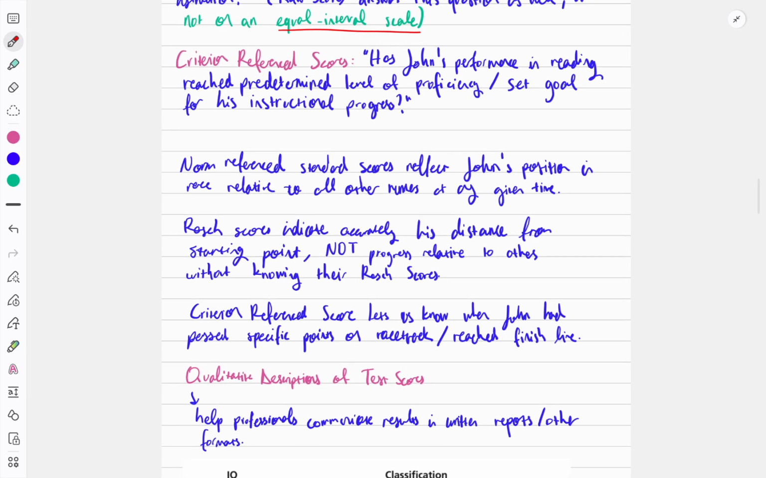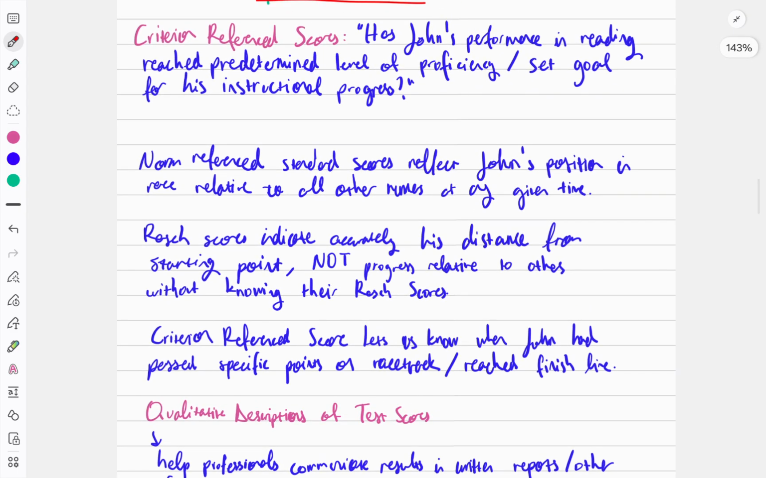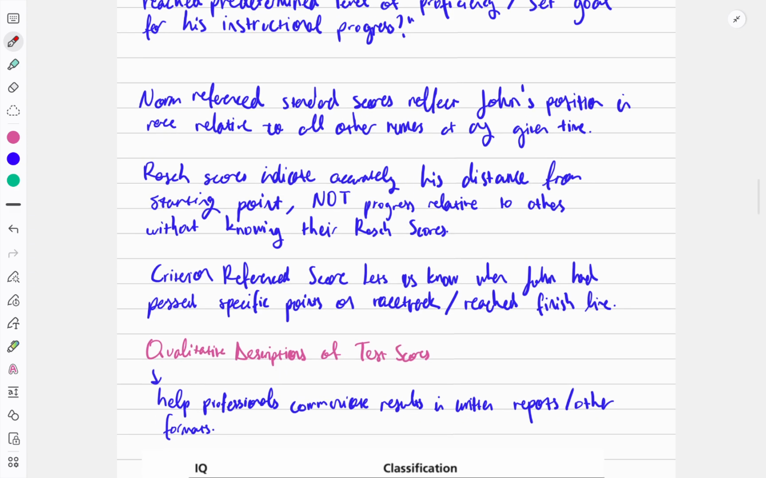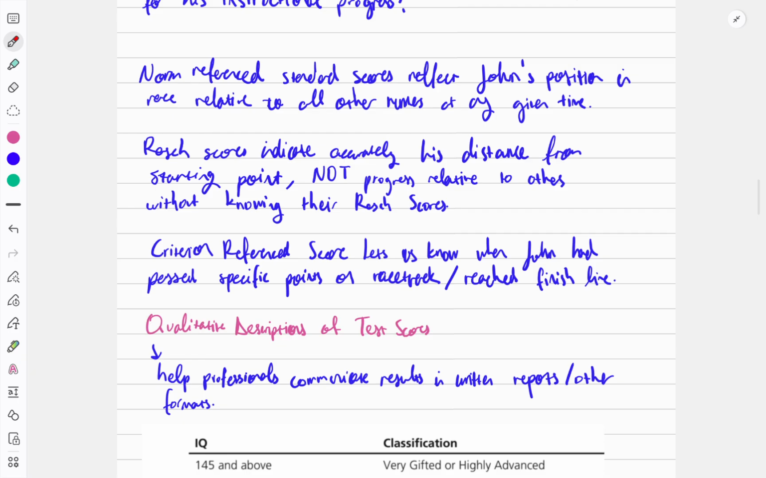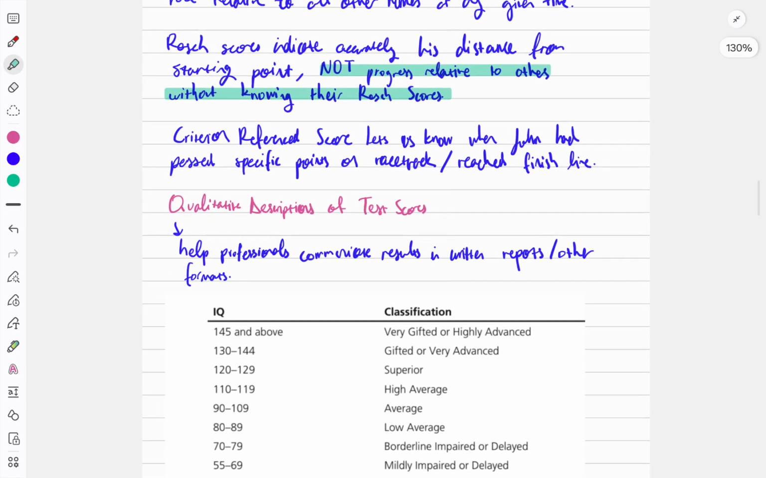So norm reference standard scores reflect John's position in a race relative to all other runners at any given time. Rasch scores indicate accurately his distance from the starting point, but not progress relative to others without knowing their Rasch scores. And criterion reference scores let us know when John has passed specific points on the racetrack and reached the finish line.